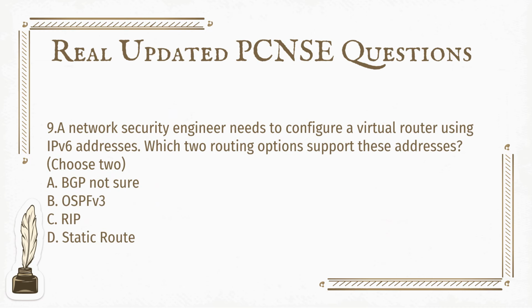9. A network security engineer needs to configure a virtual router using IPv6 addresses. Which two routing options support these addresses? Choose 2. A. BGP. B. OSPFv3. C. RIP. D. Static route.